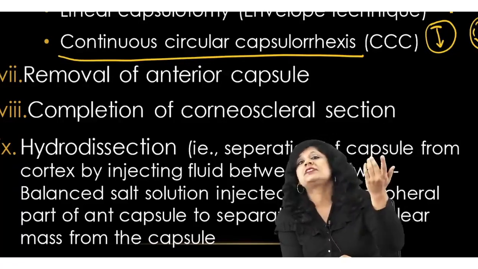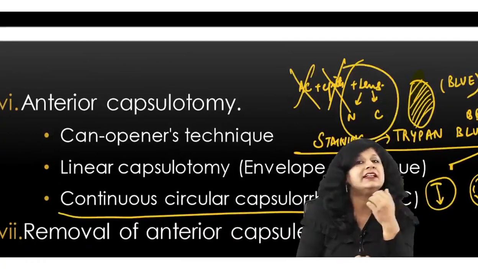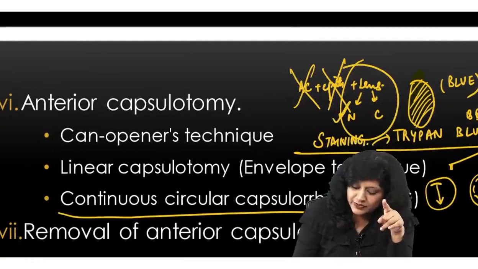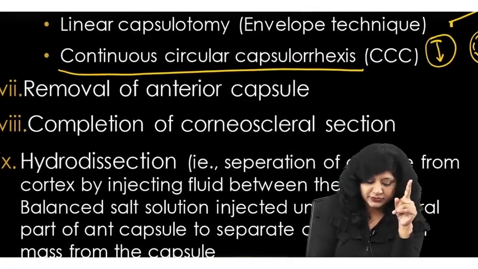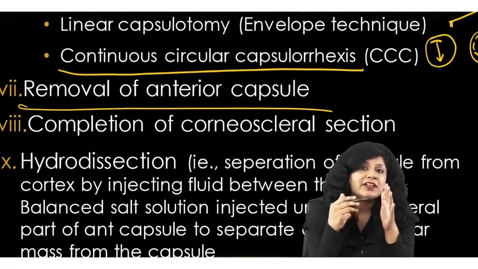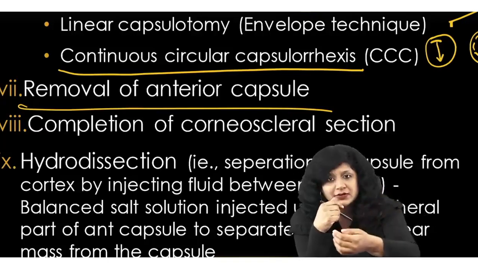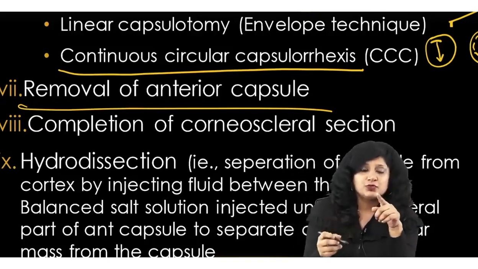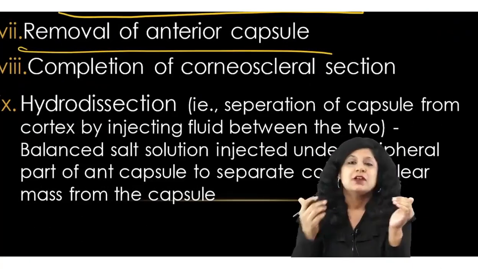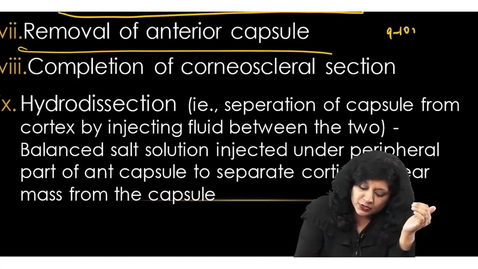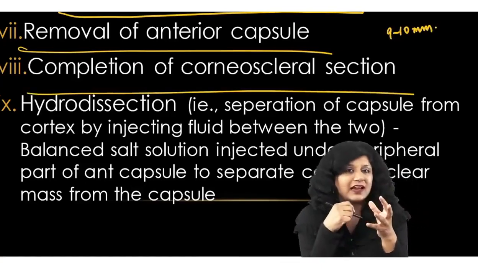Now once you have removed this anterior capsule along with the epithelium, you are there with the lens. So first we have to do the delivery of this nucleus. We first remove the anterior capsule, then you have to do the nucleus delivery, then aspirate the cortex. So I will have to enlarge the section now because I won't be able to remove the lens otherwise. What was the diameter of the lens? 9 to 10 mm. So obviously I have to complete the corneoscleral section and enlarge it.